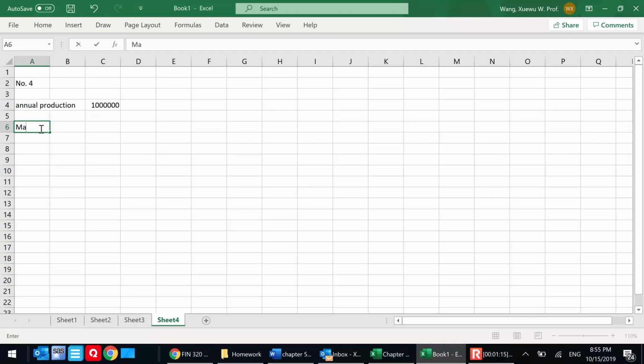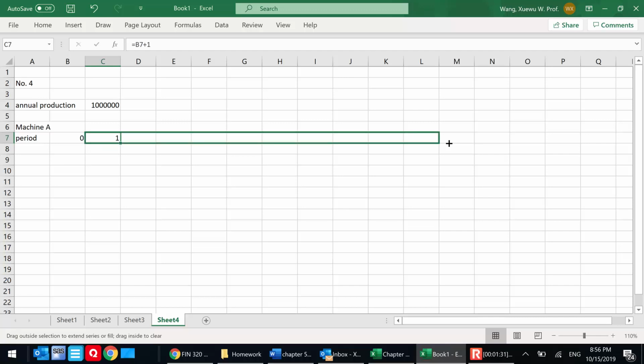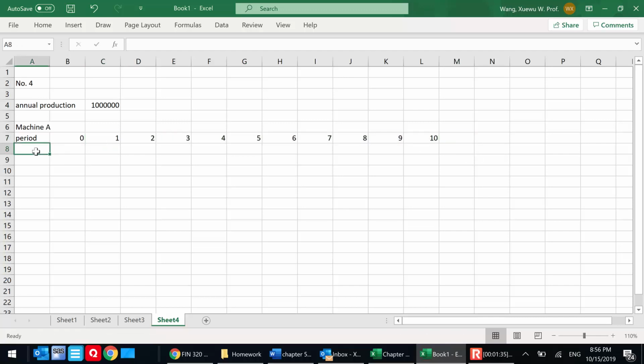And now I'm going to look at machine A here. Machine A has a 10-year lifespan. So I'm going to have a 10 period timeline here. And I'm going to look at the inputs from machine A. With machine A, you can sell the light bulb for 40 cents.